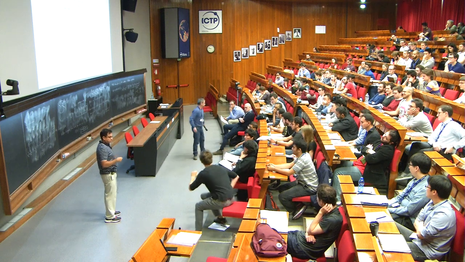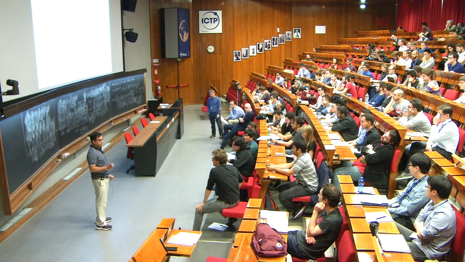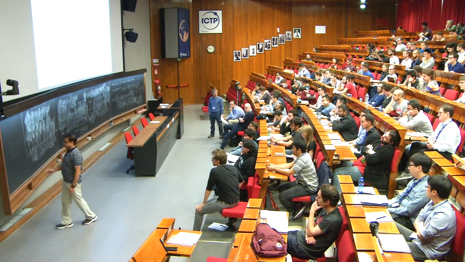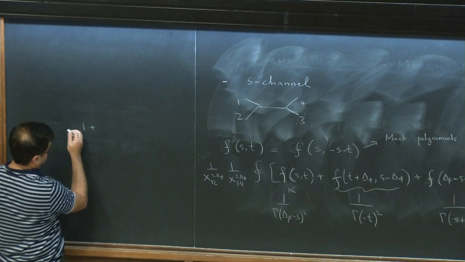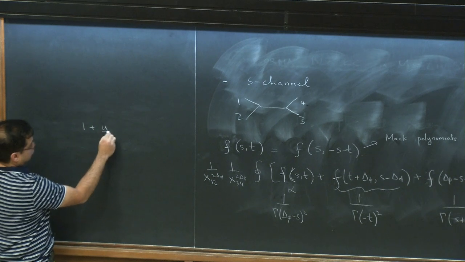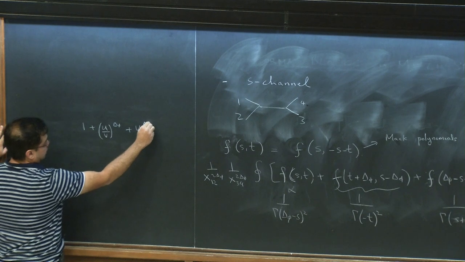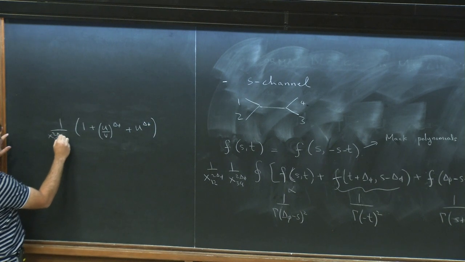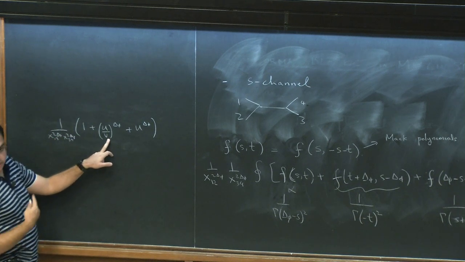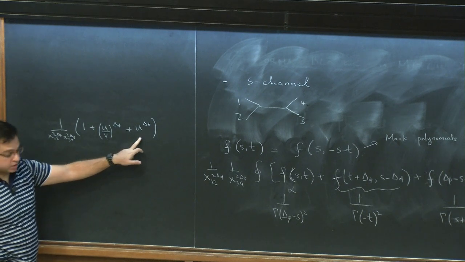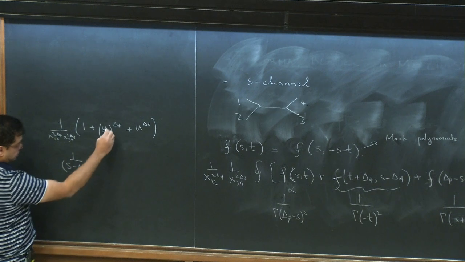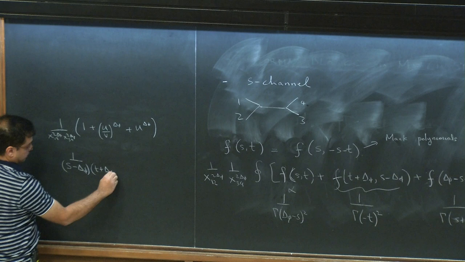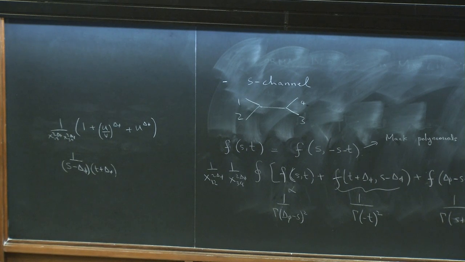The disconnected pieces are added in by hand by introducing explicit poles at the appropriate location. So the generalized free field answer, for example, would be 1 plus u by v to the power delta phi plus u to the power delta phi, times that factor of x_{12} to the 2 delta phi, x_{34} to the 2 delta phi. This just comes from the identity exchange in the T channel, and this from the identity exchange in the U channel. To reproduce this, we will add in by hand something that has poles at s equal to delta phi and t equal to minus delta phi. The disconnected piece we are adding in by hand.